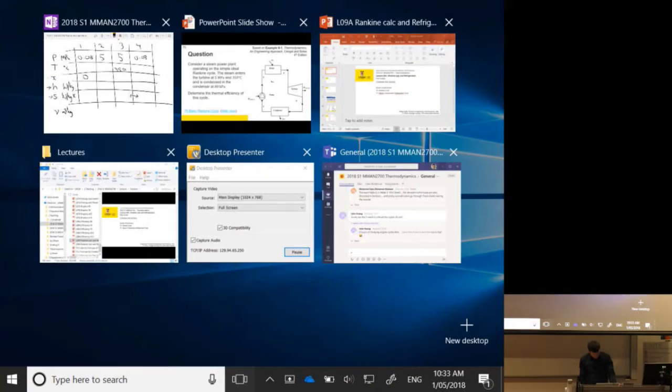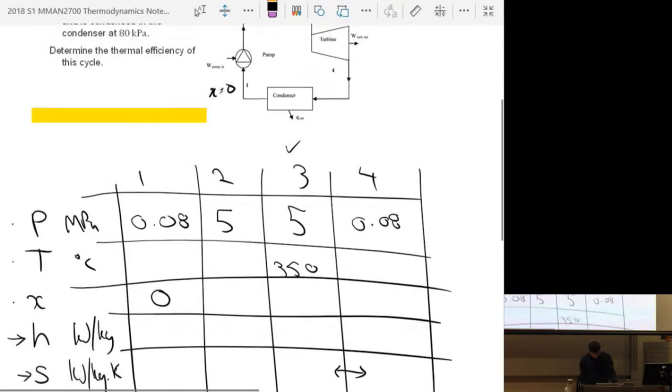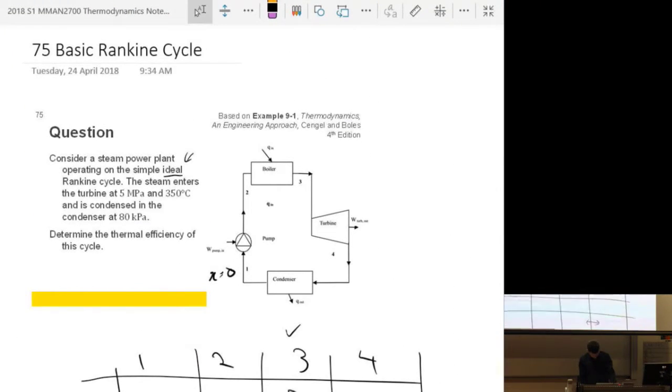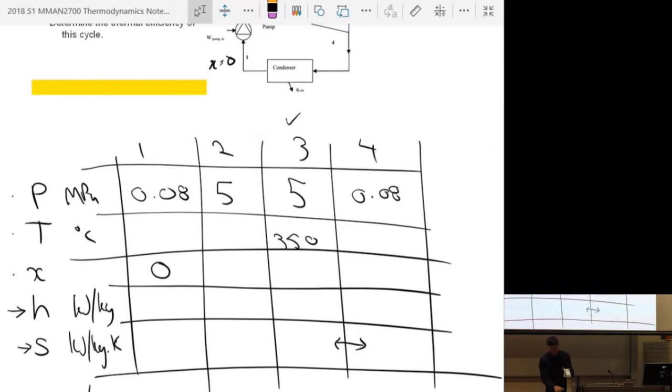If I bring up a steam table, actually, let me use this one. This will work. I'll bring up a document camera on the other thing.